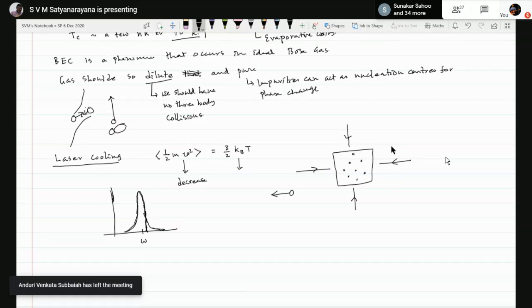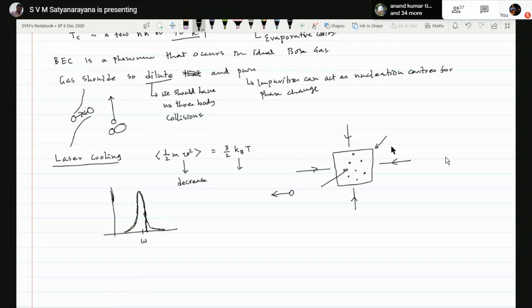So like that, you put these lasers in all the 6 directions. This is called optical molasses. When you do this in all the directions, and implement this Doppler shifted laser frequency design, you will see that the temperature will reduce, because you are reducing the velocity of the particles in all the directions.